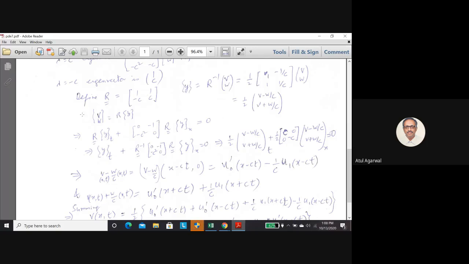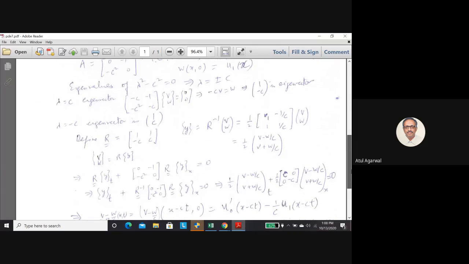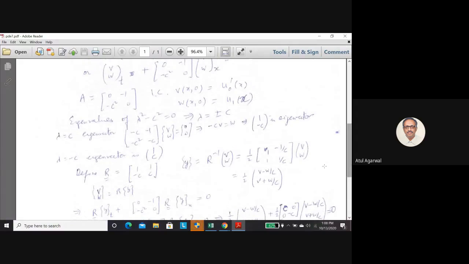Similarly, you have vw as given by R into y. y is this what you calculated. Now you will see this was your original equation, vw t. So instead of vw t, you write R y t plus 0, this matrix. Instead of this, you write R y x.